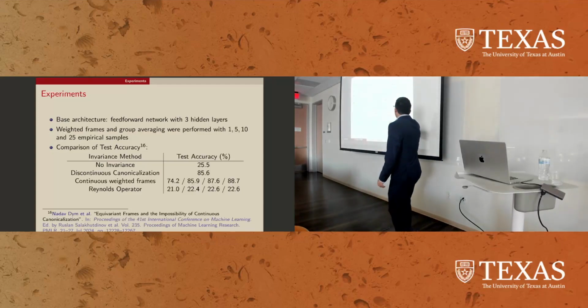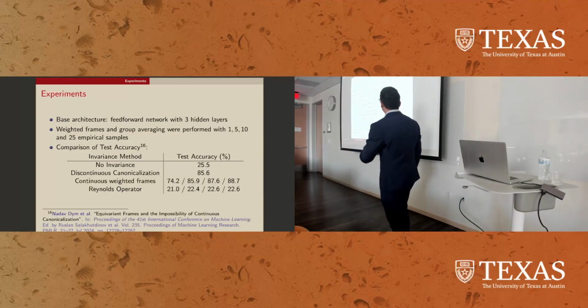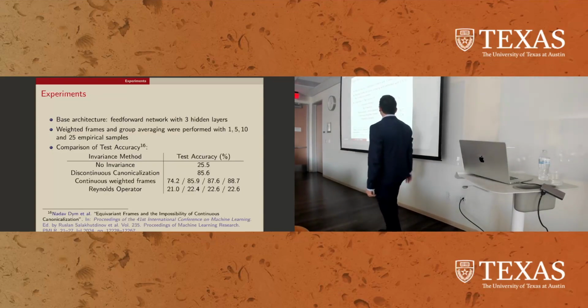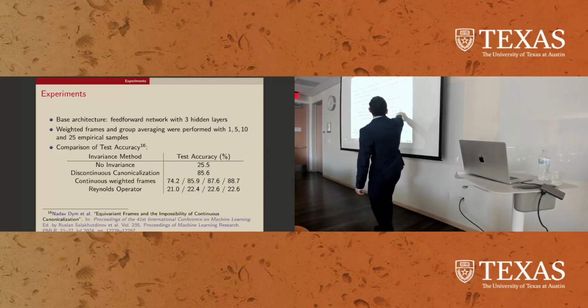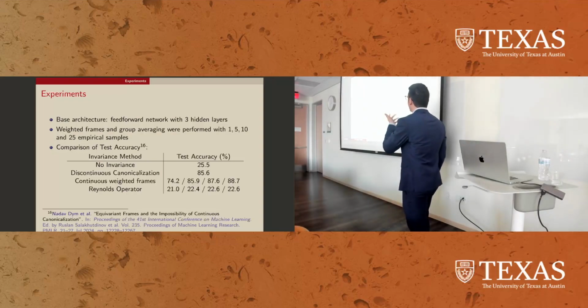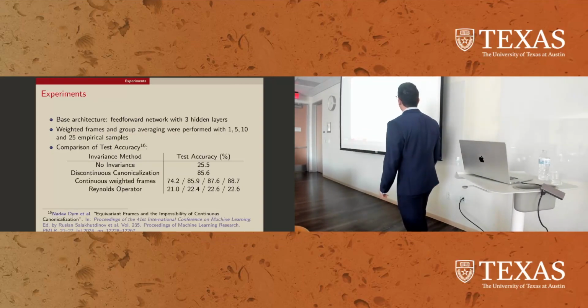Once you build in the permutation invariance using, for example, a discontinuous canonicalization, you get much better accuracy. However, losing continuity does hurt you a bit, because if you build in the invariance and continuity, we're able to get ultimately a better test accuracy. Although, to be fair, we do have to average over quite a few samples when we empirically implement this frame. So it is more expensive, but perhaps it will be useful in these situations.